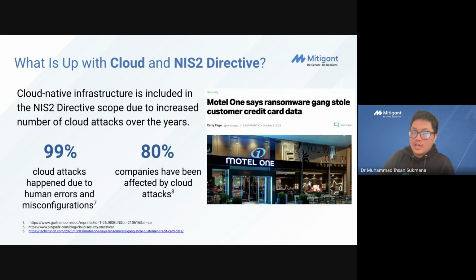That's the case. And 80% of companies have been affected by cloud attacks of different sizes, whether it's just a simple data breach, or even interrupted services because of denial of service, for example. This could happen to a lot of companies these days, right? Especially if they are using the cloud.